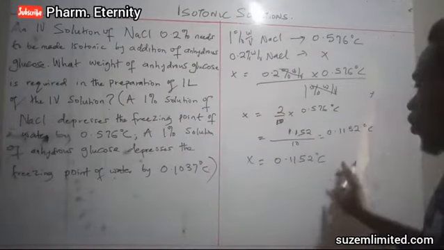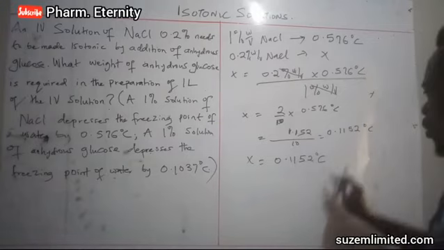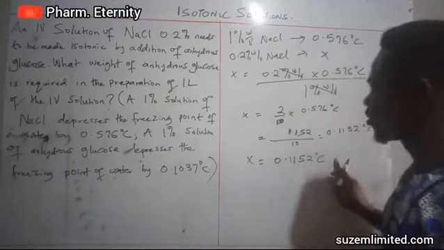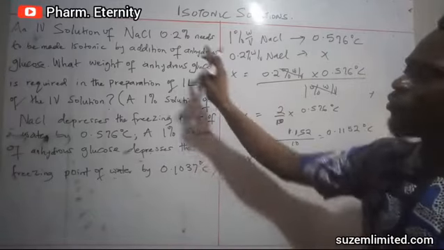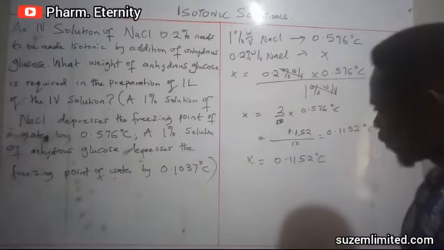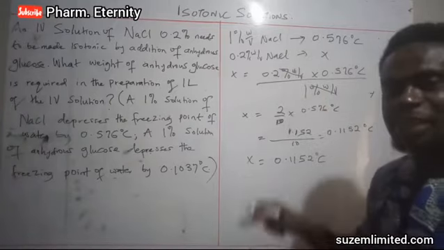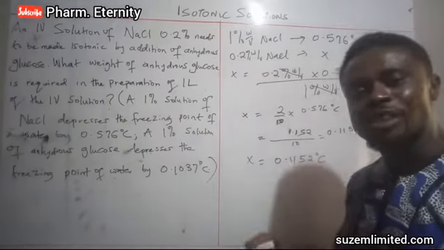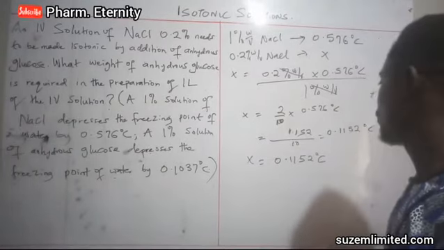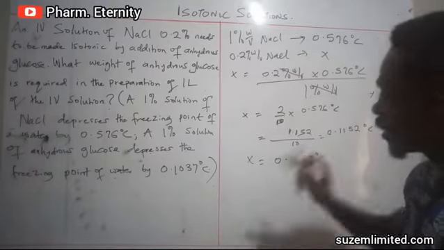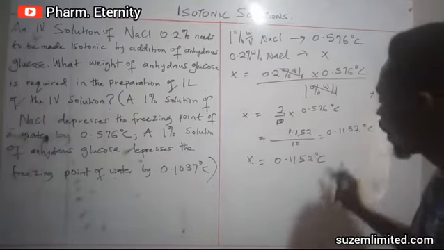The freezing point of water. So this depression alone is not enough for it to be isotonic. For this to be isotonic, that means it needs to depress the freezing point of water to what? 0.52 degrees Celsius. So how do we achieve that?